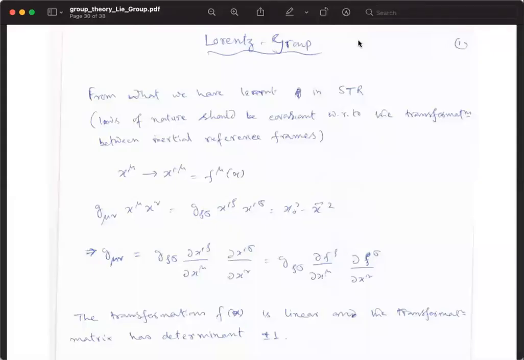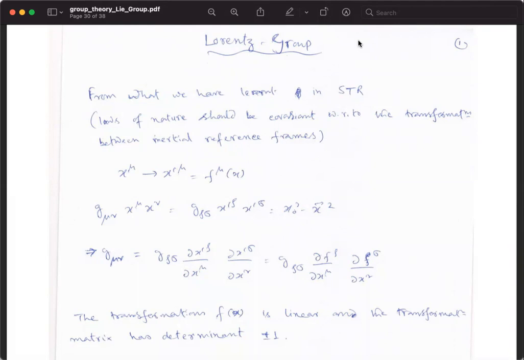So today I'll start with the Lorentz group. So far we have discussed different kinds of compact groups, for example, mostly the U(N) or SU(N) type, and then we have talked about the orthogonal groups a bit. And so today I'll introduce a group which is called the Lorentz group.